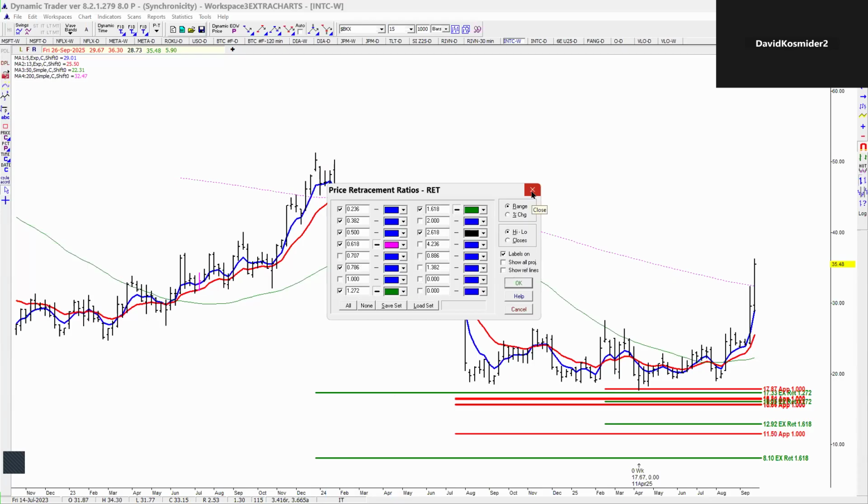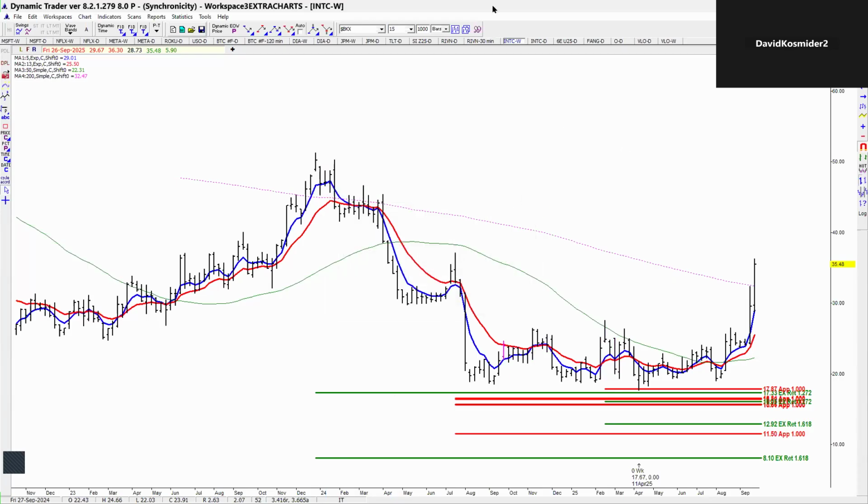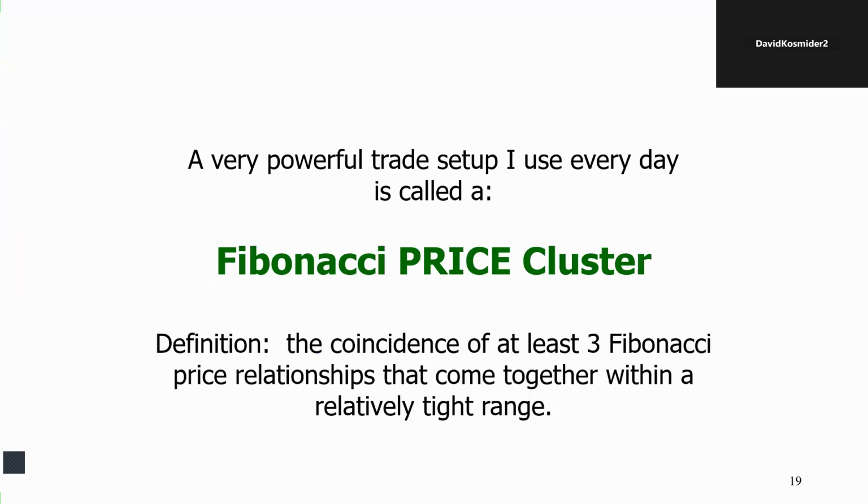Okay, so it's still 2 points, but it's beyond 100%. All right, so we're going to go into what I like to call a very powerful trade setup. I use it every single day.